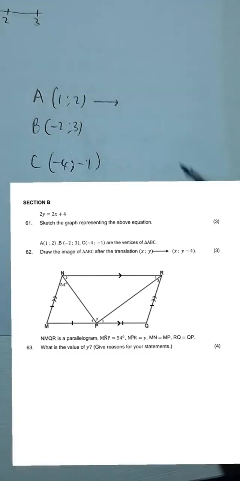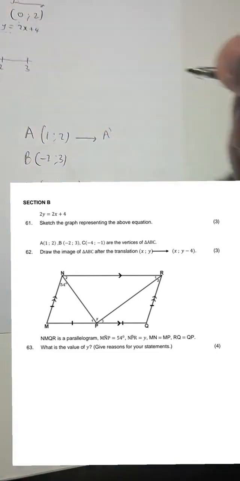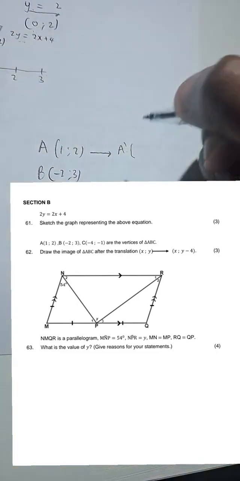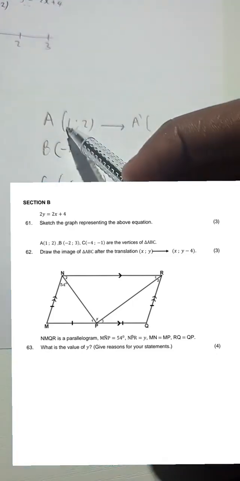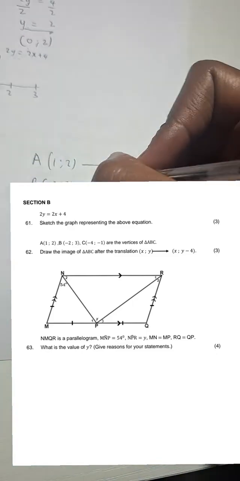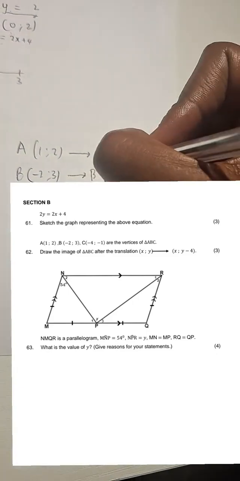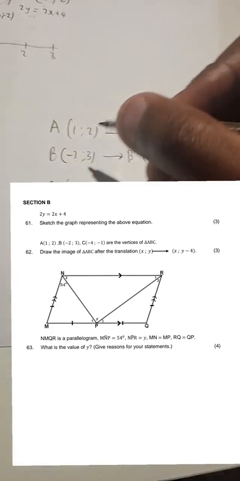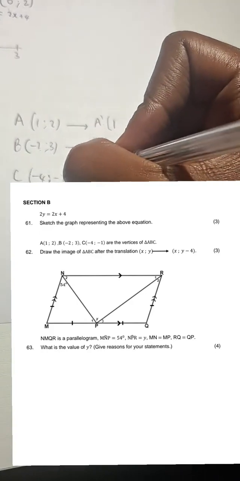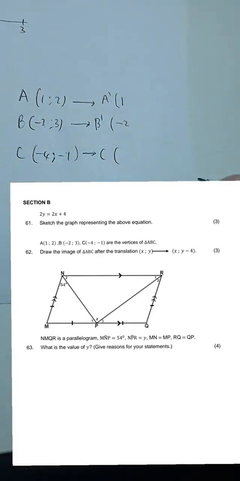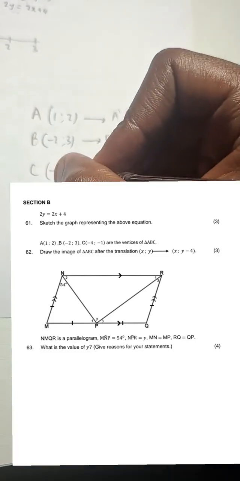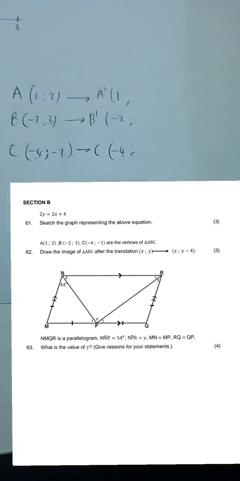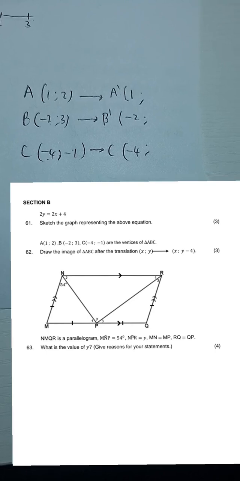So what is happening? They are saying that when the transformation has happened, our x value is not changing. X remains x. So in other words, 1 will remain as 1. Okay, let's look at B, the image of B. The -2 stays -2. What about C? The -4 stays -4. So we have no changes with x. Our x value is remaining the same.